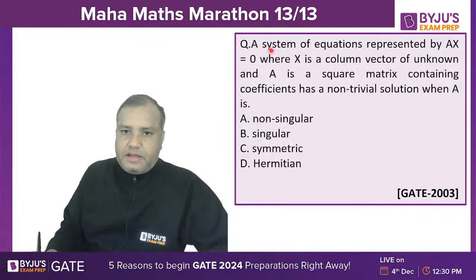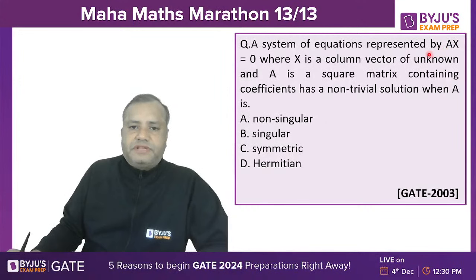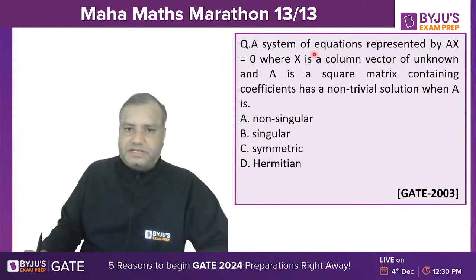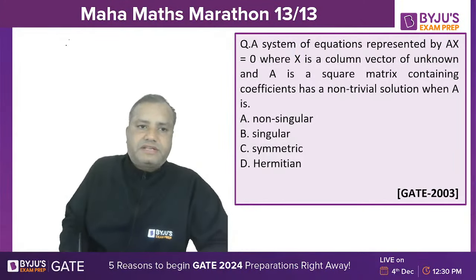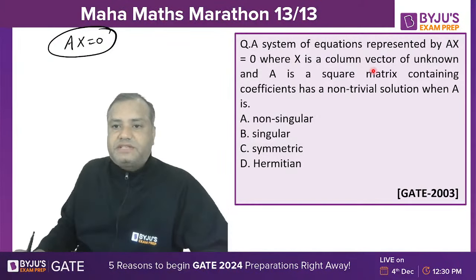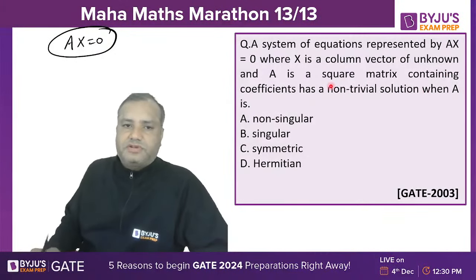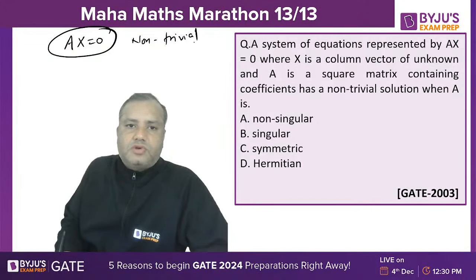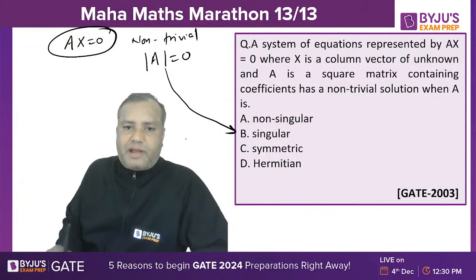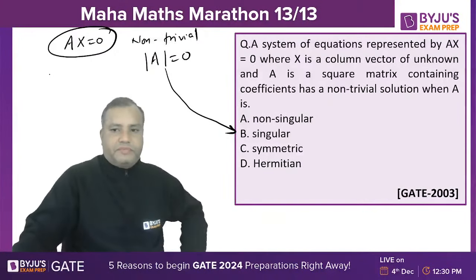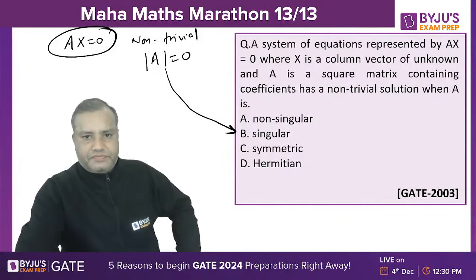See here, this question is just verifying your basics. A system of equations represented by Ax equal to 0, where x is a column vector of unknowns and A is a square matrix containing the coefficients, has a non-trivial solution. They want a non-trivial solution. Non-trivial means non-zero solution. For a non-zero solution, the determinant must be 0. Determinant must be 0 means singular matrix. Yes, option B is the correct one. Moving to the next.